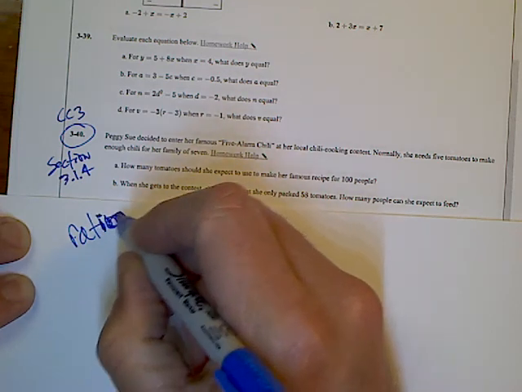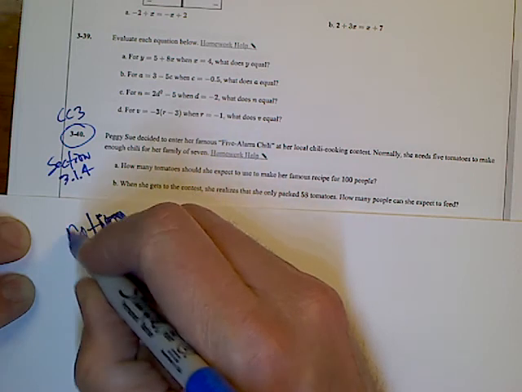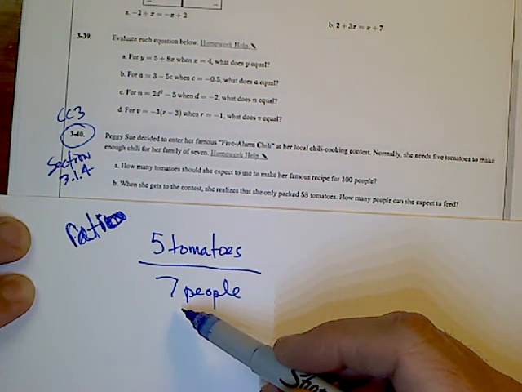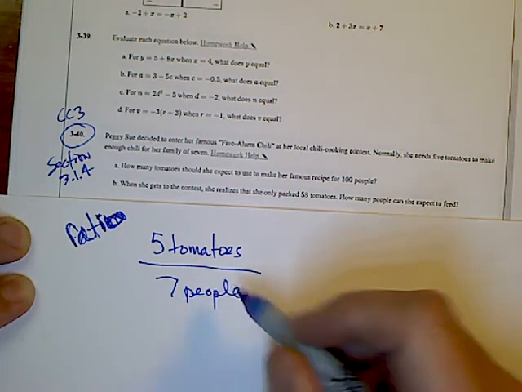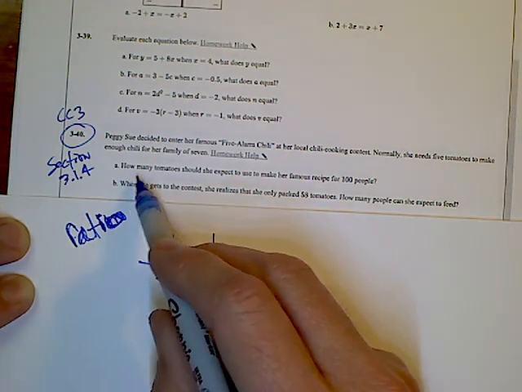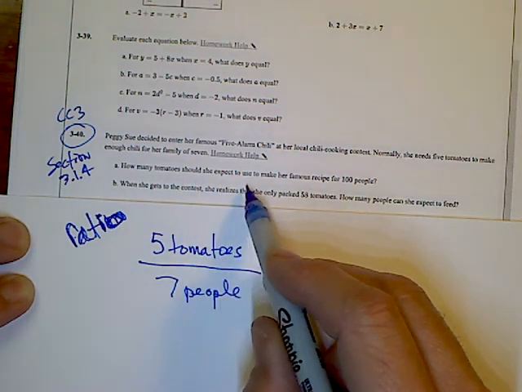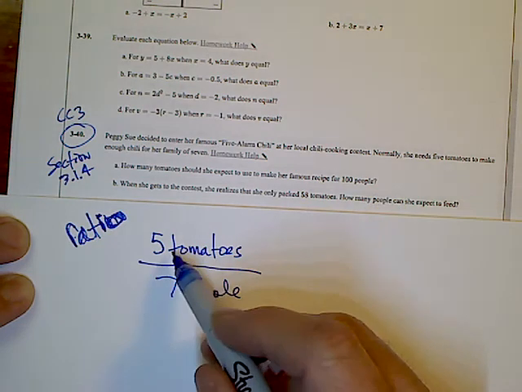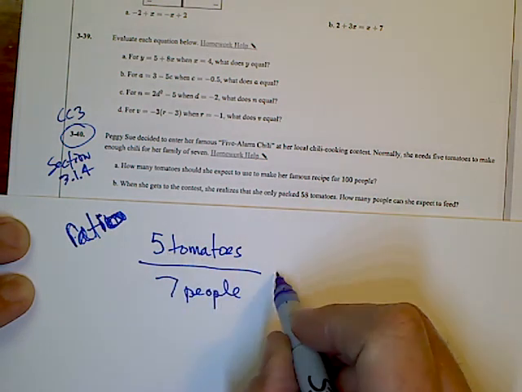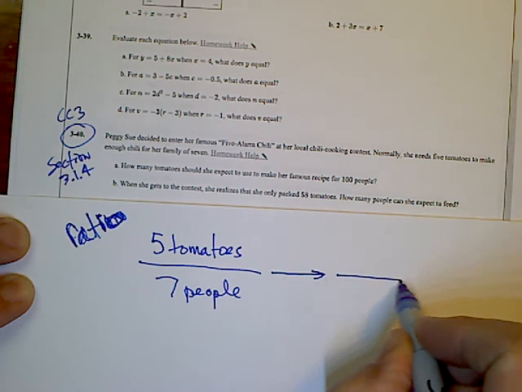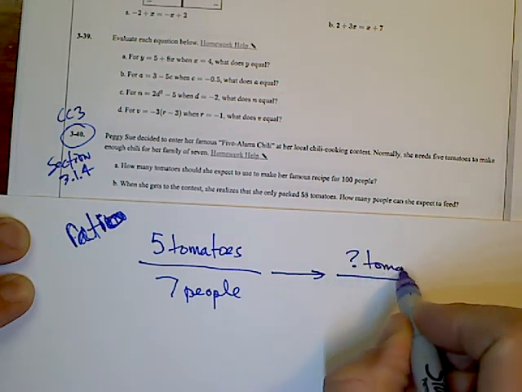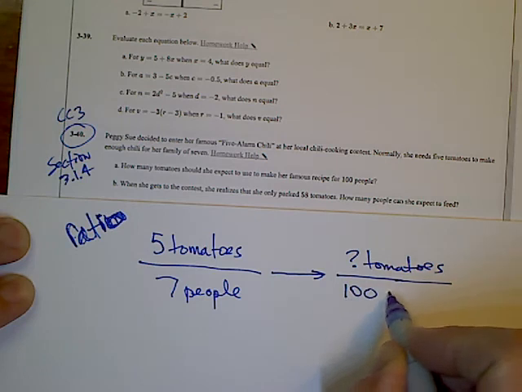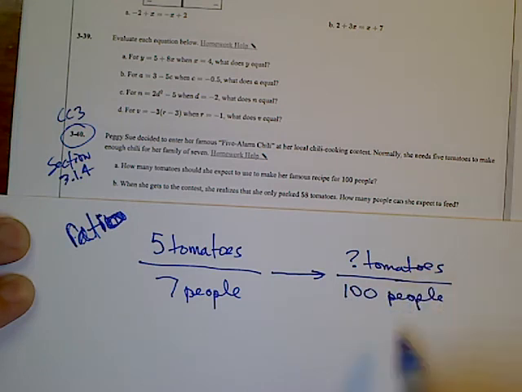So my given ratio is 5 tomatoes for 7 people. Okay. It says, how many tomatoes should she expect to use to make her famous recipe for 100 people? So we know 5 tomatoes for 7 people. What I want to know is how many tomatoes for 100 people. So this is our situation.